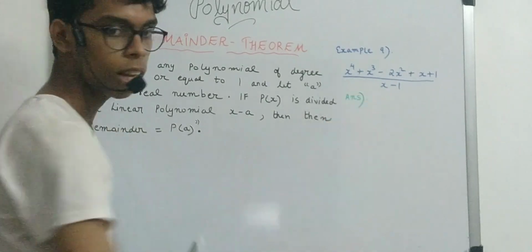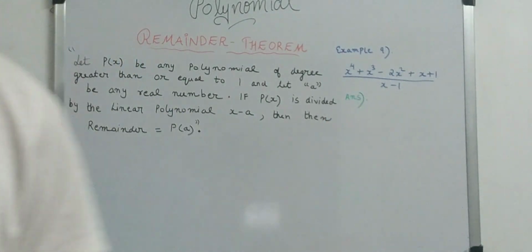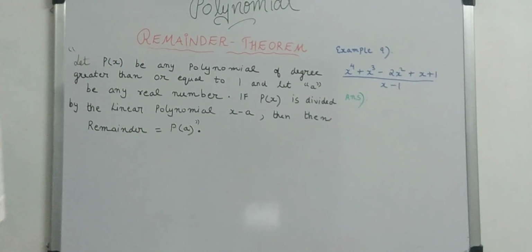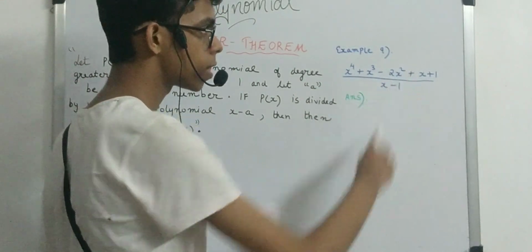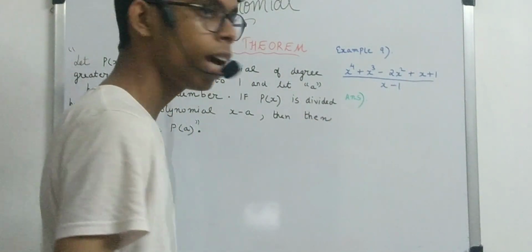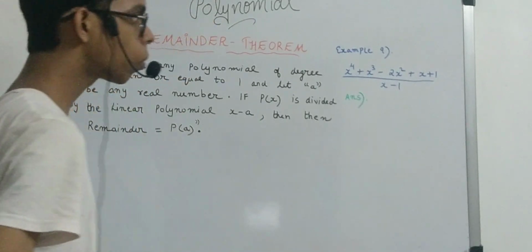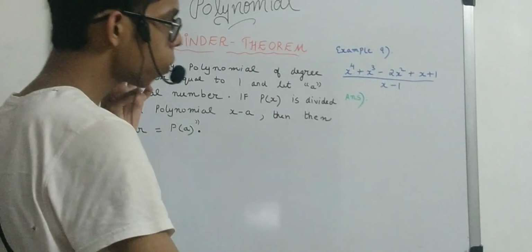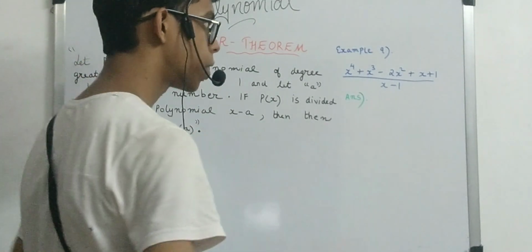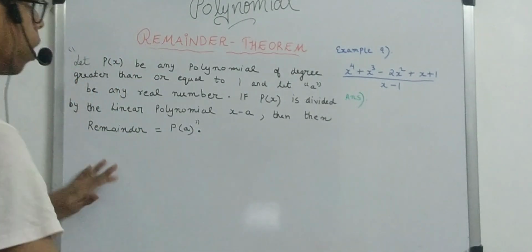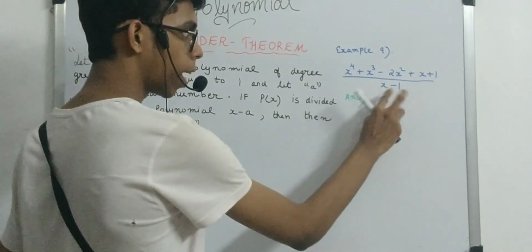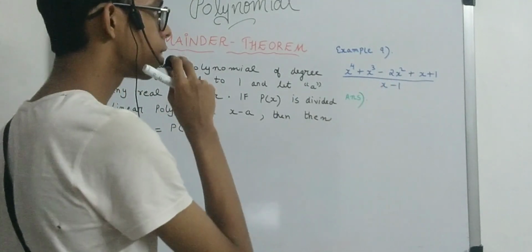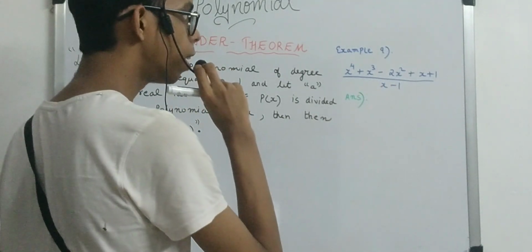Now the question, example number 9, is: find the remainder when x raised to 4 plus 3x cube minus 2x square plus x plus 1 is divided by x minus 1. Here we know that by using long division we can find the remainder. Now in a remainder theorem, always look at the divisor. Always look at the divisor.